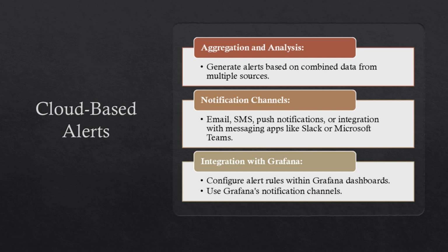Aggregation and analysis. The cloud can identify anomalies that are only apparent when viewing data from multiple devices or over longer time periods. Notification channels. We utilize various channels such as email, SMS, push notifications, and integrations with messaging apps like Slack or Microsoft Teams to ensure that alerts reach the appropriate personnel.